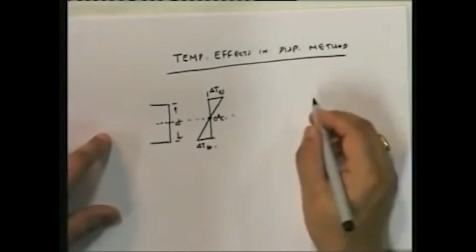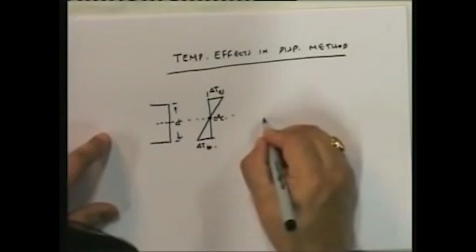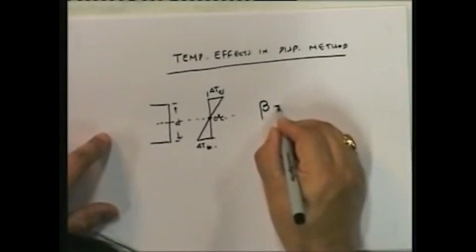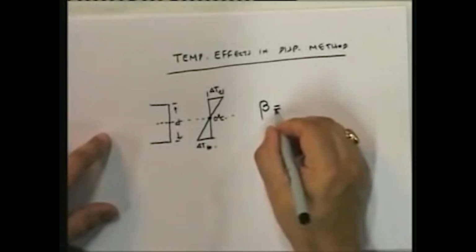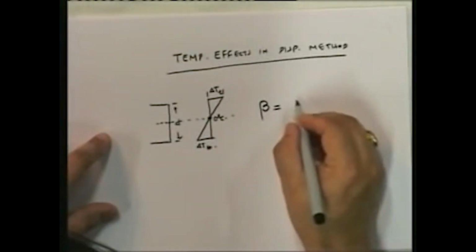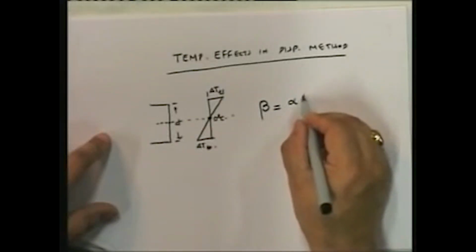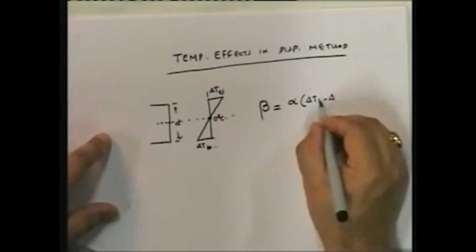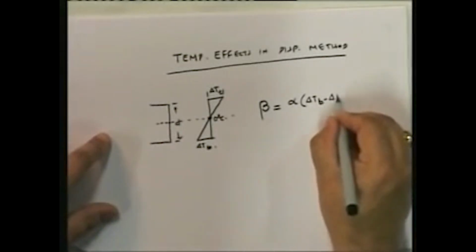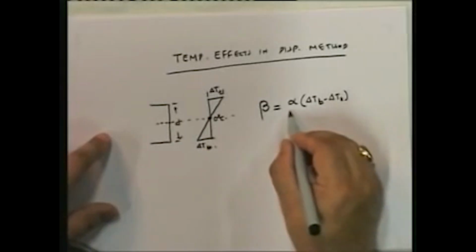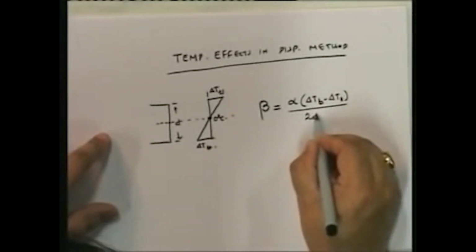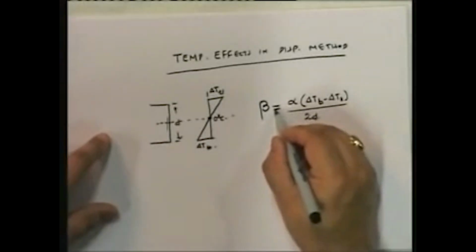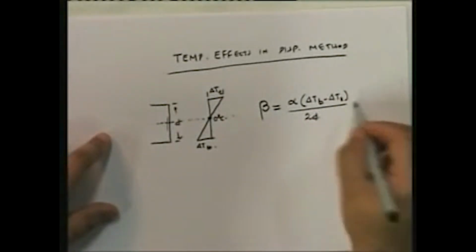And if you remember, I had computed earlier that the curvature in the cross section due to delta T is given by alpha times (delta T bottom minus delta T top) upon 2D, where D is the depth of the cross section at that particular point. So this is the curvature.